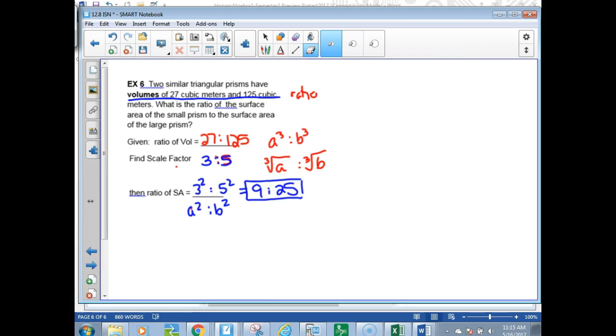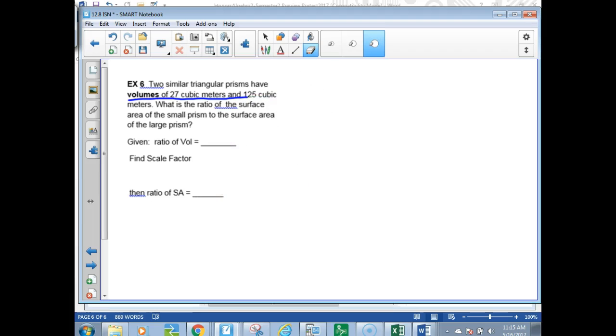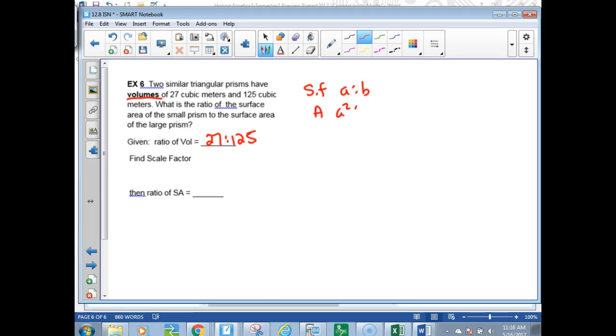All right, let's see if we can apply this another way. They're giving us the volumes. They're telling us the two similar prisms have volumes 27 to 125. Okay. We want to get back to the scale factor. Remember, scale factor is A to B. Area, A squared to B squared. Volume, A cubed to B cubed. So what one are we working with? We're doing volume, and we want to go back to that.